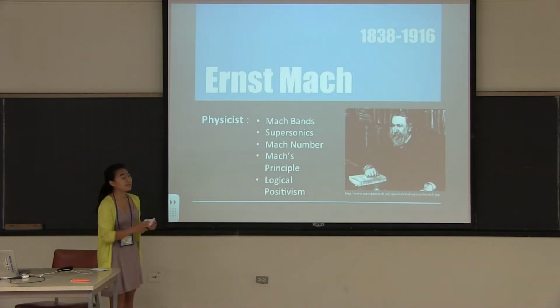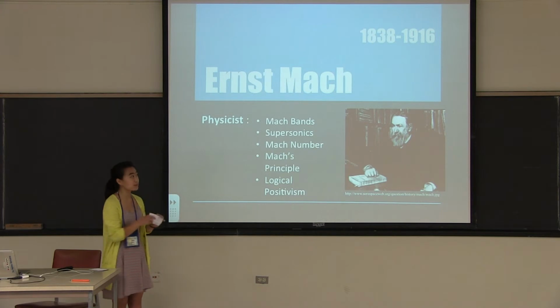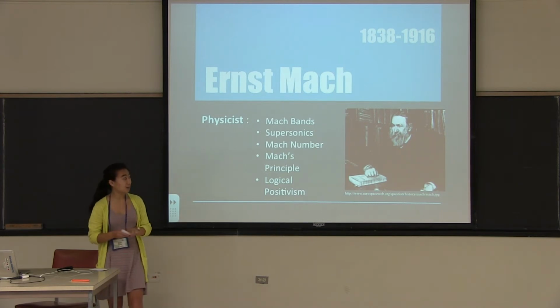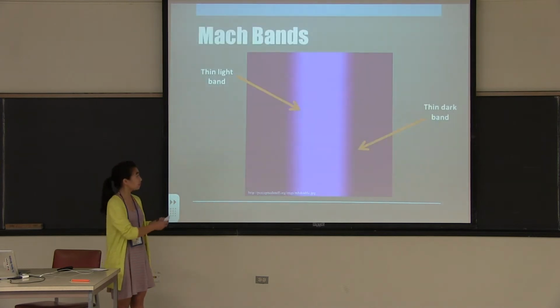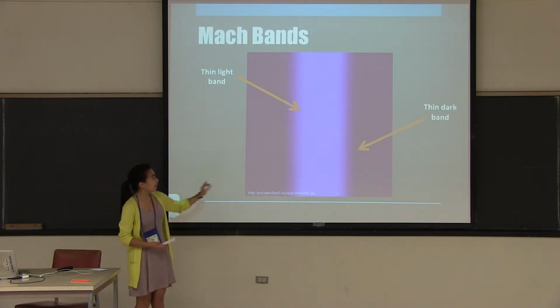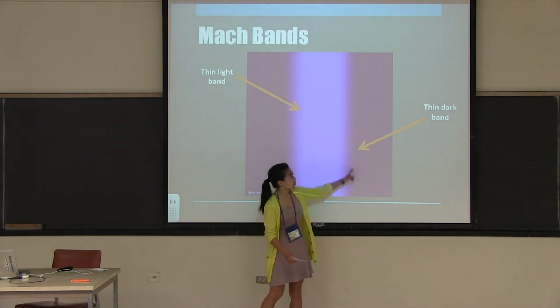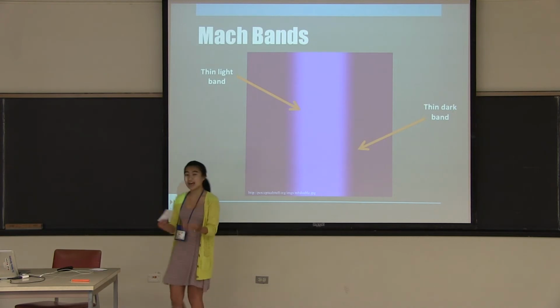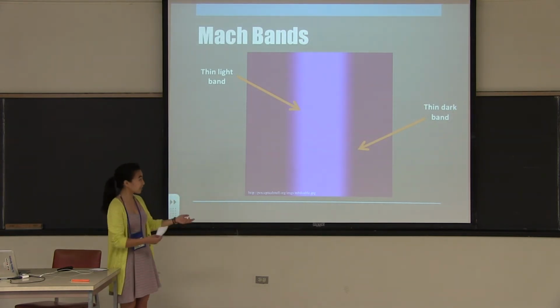Okay, so my scientist was Ernst Mach, who was a physicist at the turn of the 20th century, and he was a professor at the University of Prague. He studied a lot in sound waves and also a little bit in optics. So the Mach bands is something he discovered. He couldn't really explain it, but he found that in this gradient, it looks like there's a thin light band here, and a thin dark band there. But that's actually just an optical illusion that's not really there, and it's because of retina filtering.